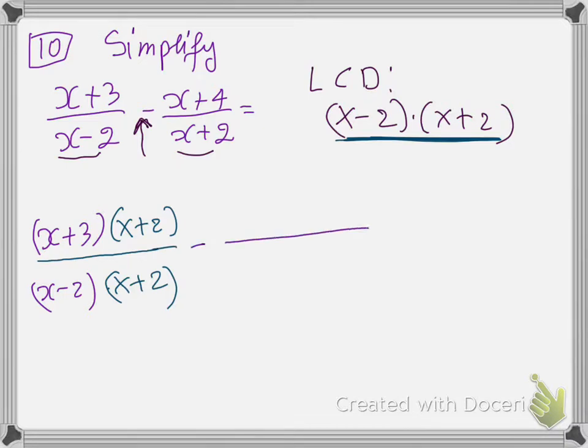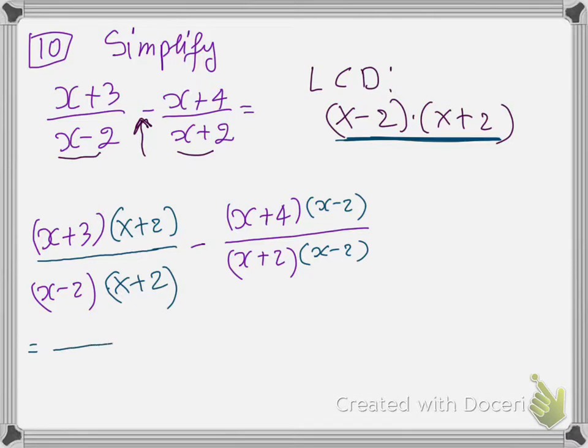minus x plus 4 over x plus 2. So we're going to compare the second denominator to the common denominator. That means that we're going to be multiplying by x minus 2, both numerator and denominator. We're going to combine both fractions because now they have the same denominator, x minus 2 times x plus 2.